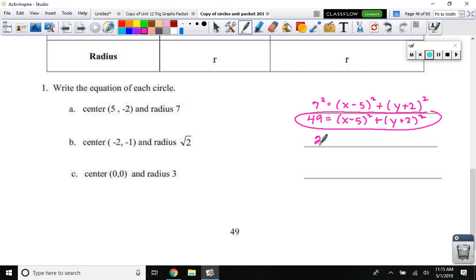How come it's 2? Squared, right? So r is equal to radical 2, so r squared would be radical 2 squared, which is 2. Okay, so 2 equals. Need a plus in between. Good.